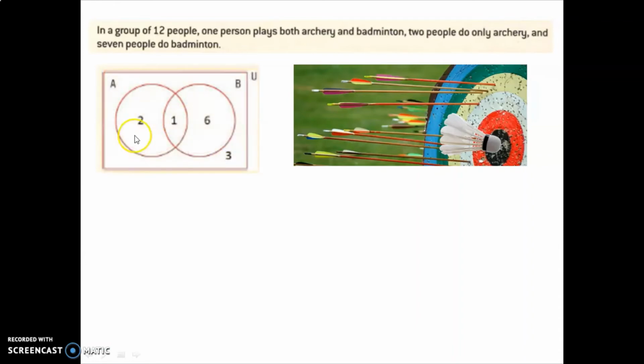All right, I hope you were able to come up with this. We have our 1 person playing both. We have our 2 people doing archery only, so that goes here. That means 3 people doing archery in total, and 7 people doing badminton, so 7 in this whole circle, but there's 1 there, so that means 6 here. If you add those up, you have 9. That means 3 more out here that don't play badminton or archery.